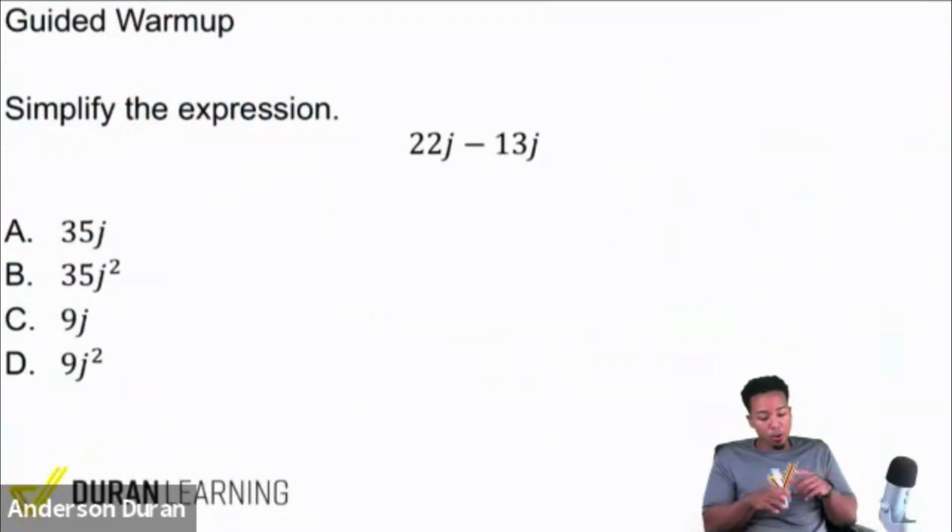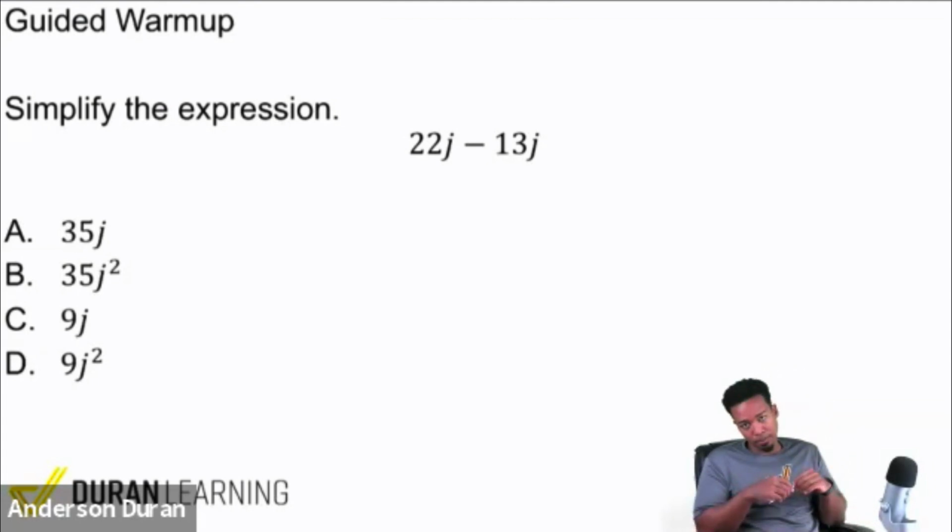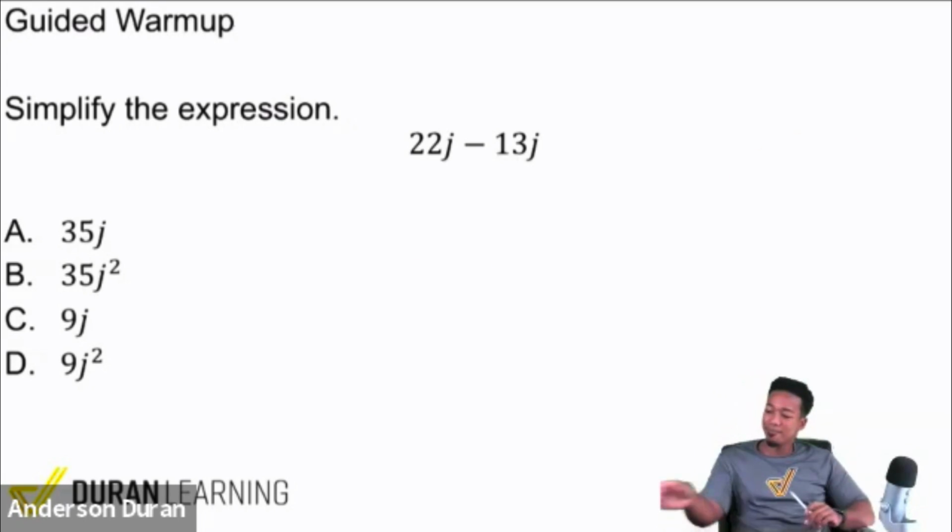Let's start off by giving ourselves a nice little warm up here. Simplify the expression 22j minus 13j. I want to give you guys a chance to try this one out. I think that 45 seconds for this one is sufficient. Use your notes there. Type ready when you're ready. Do not reveal the answer.